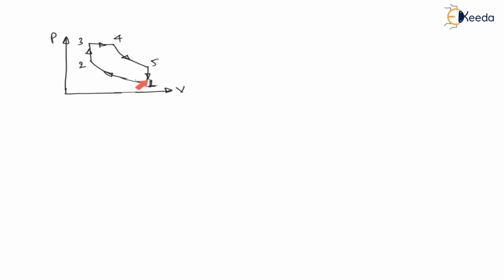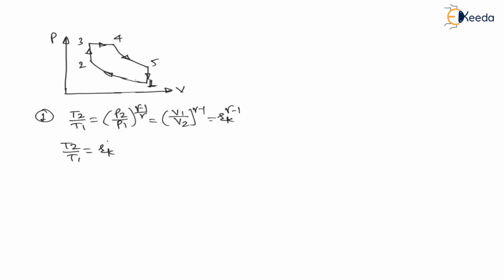Now let us do the analysis of various processes on PV and TS diagram. Very first process, that is 1 to 2, is a reversible adiabatic compression. Therefore the equation of this process is T2 divided by T1 is equal to P2 divided by P1 raised to gamma minus 1 upon gamma, is equal to V1 divided by V2 raised to gamma minus 1. And this V1 divided by V2, that term we have called the compression ratio, which is nothing but RK raised to gamma minus 1. Therefore T2 divided by T1 is equal to RK raised to gamma minus 1. So T2, temperature at the end of compression, is equal to T1 into RK raised to gamma minus 1.